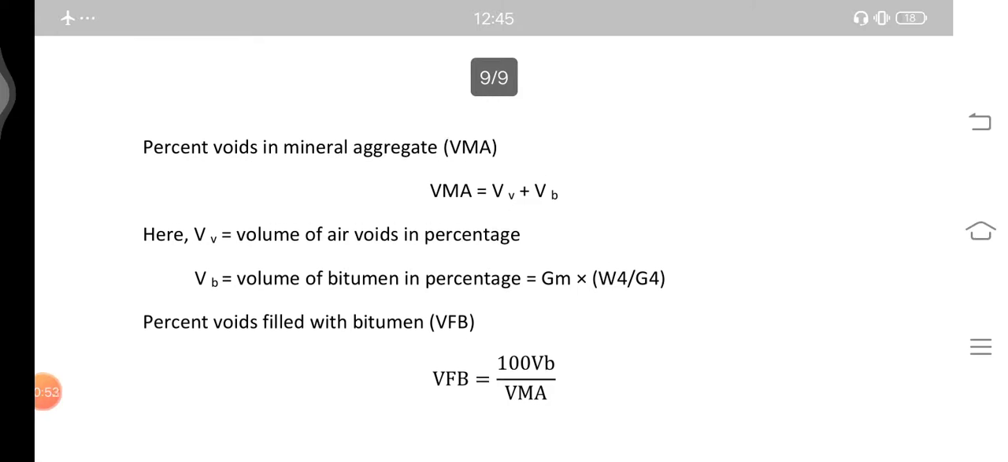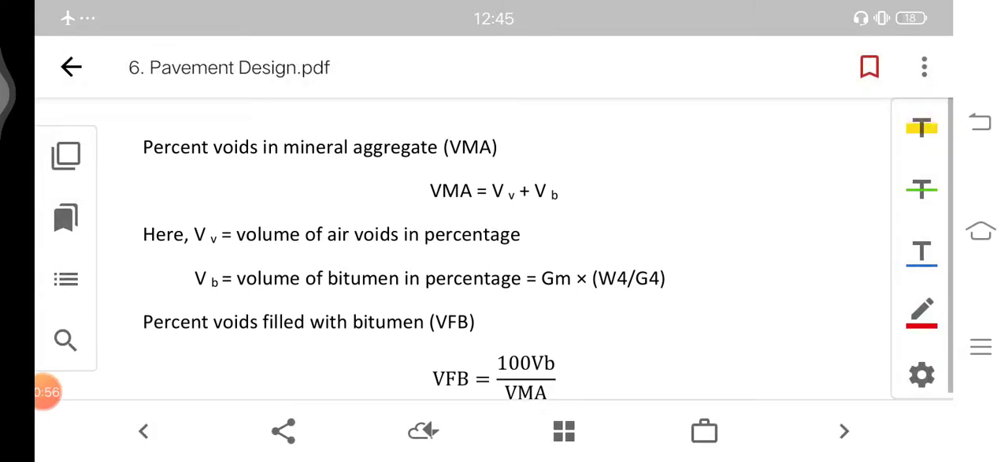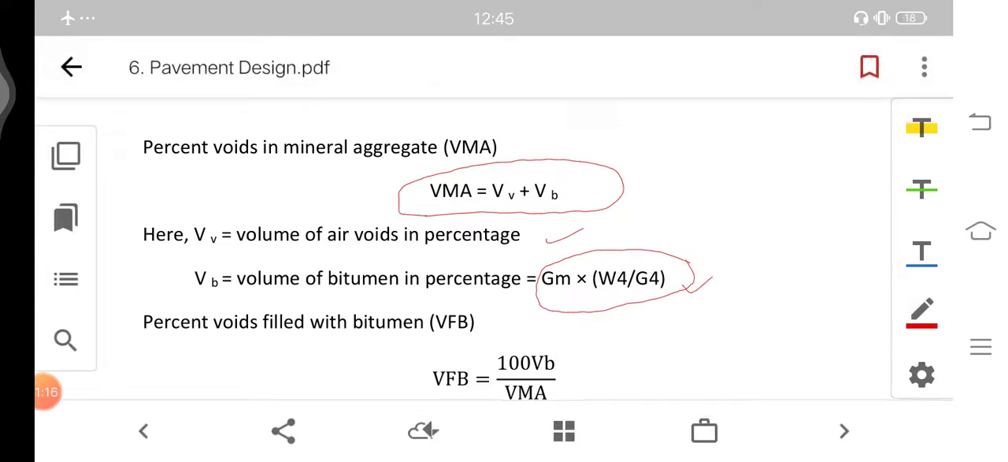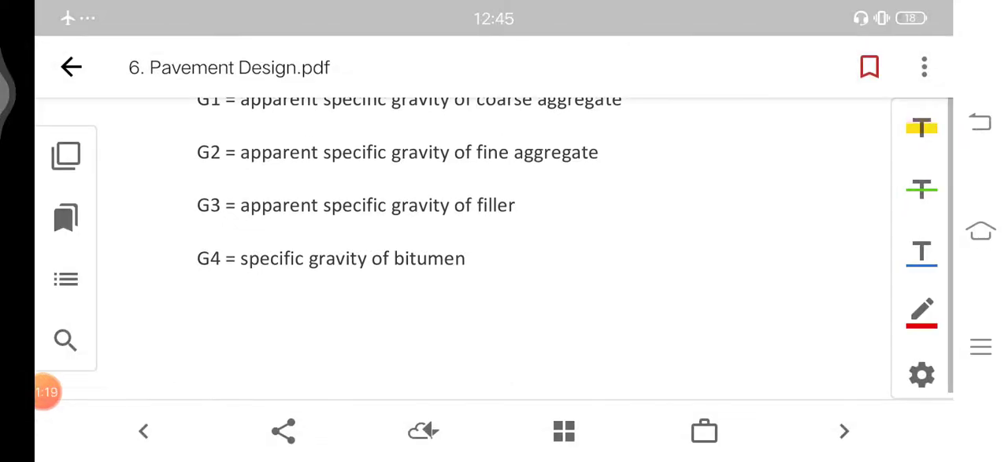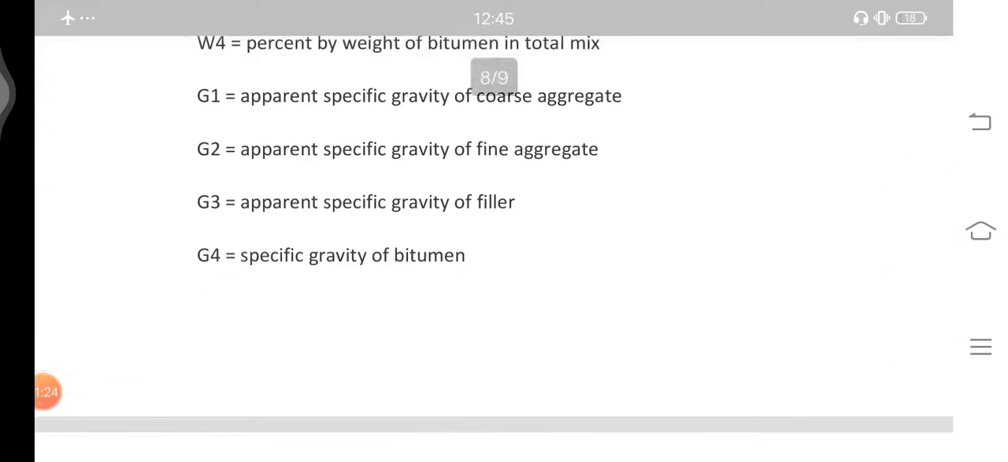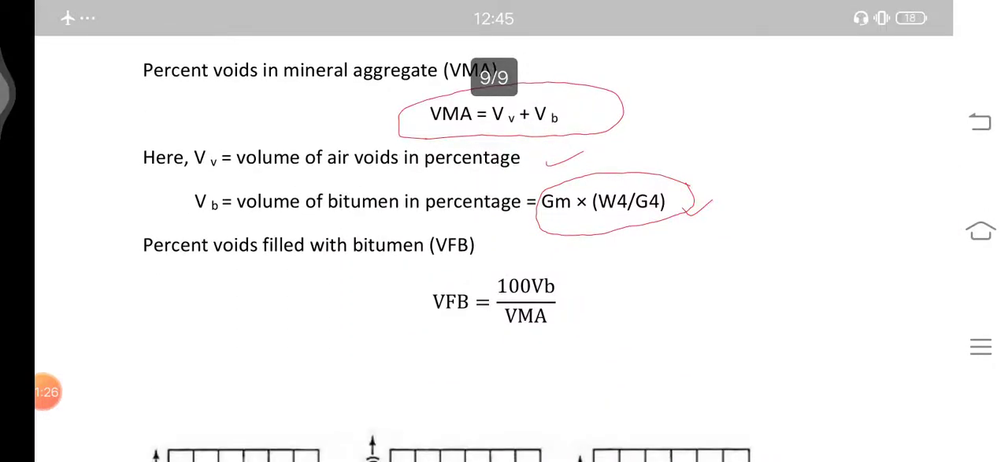So percent voids in mineral aggregate, VMA, is given by this formula. This is the amount of voids in the mineral aggregate, where Vv is the volume of air voids in percentage and VB is the volume of bitumen in percentage, given by GM times W4 upon G4. So what were W4 and G4? That was the percent by weight and specific gravity of bitumen in the total mix. This is given by GM times W4 upon G4.